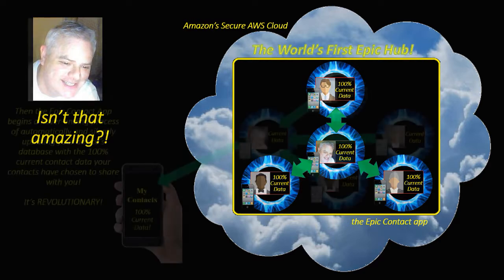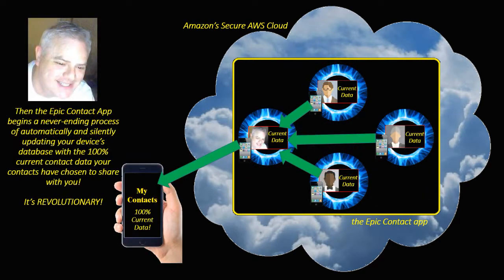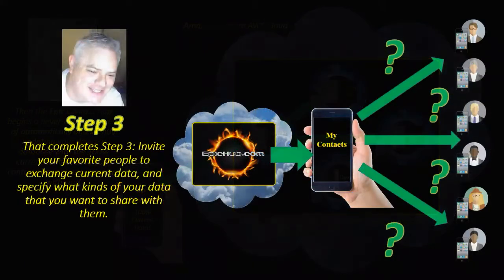Then, the Epic Contact app begins a never-ending process of automatically and silently updating your device's database with 100% current contact data that your contacts have chosen to share with you. It's revolutionary. That completes step 3.